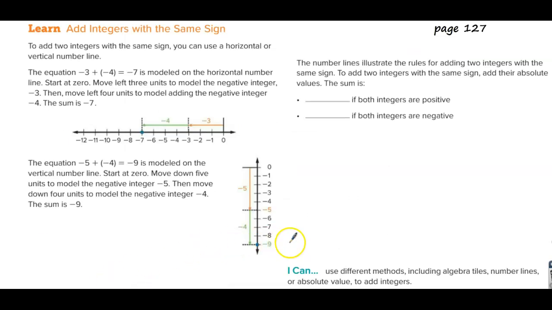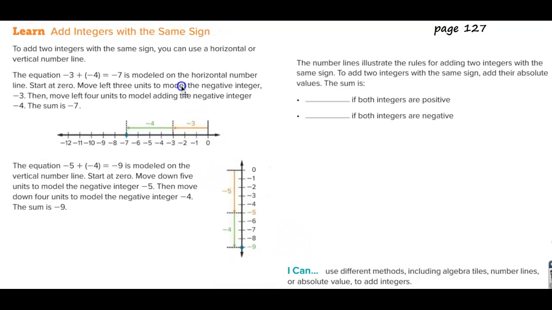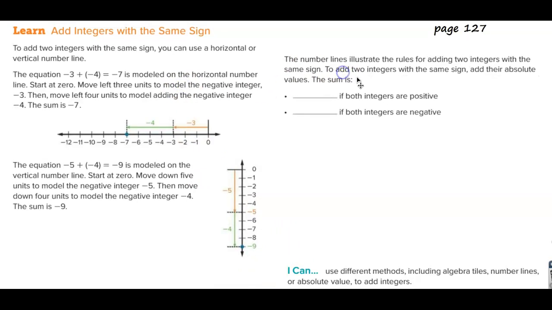I don't care for their methods. However, I do like the fact that they use word problems. And so we are going to look at some of this. This is on page 127 of your Reveal workbook. It says, to add two integers with the same sign, you can use a horizontal or a vertical number line. Now, they like the number line system. I prefer the two color counters. It's up to you, whichever one you like.